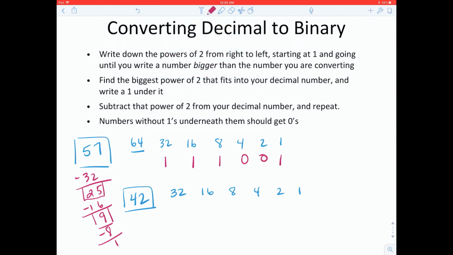So the biggest power of 2 that fits inside of 42 is 32. The biggest power of 2 that fits inside 10 is 8. The biggest power of 2 that fits inside of 2 is 2. Anything left gets a 0 under it. So as we can see, 101010 equals 42 and 111001 equals 57.